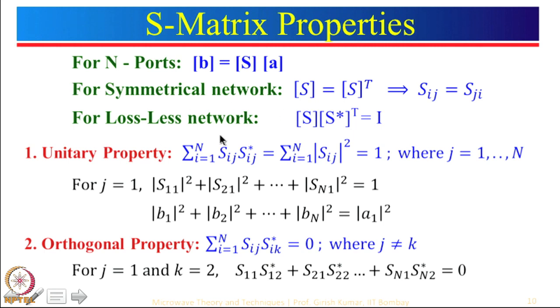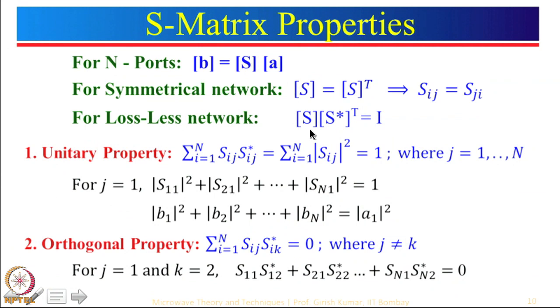And for a lossless network, just imagine, a lossless network will be a network where there will be no losses within the network. Actually speaking, it leads to two different properties, we will see one by one. But how do we define a lossless network? Basically, S conjugate matrix and transpose of that, the product of these two matrices will give a unit matrix, which is given the symbol I.